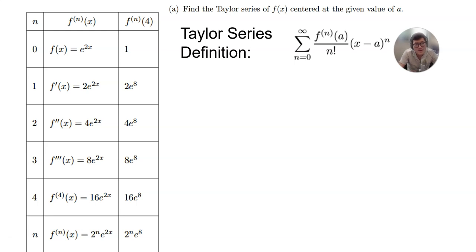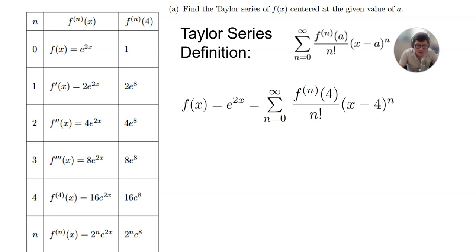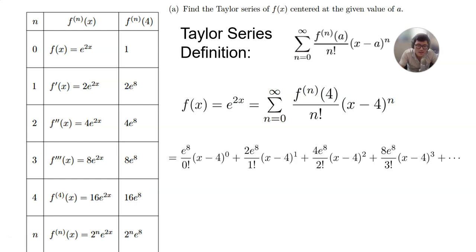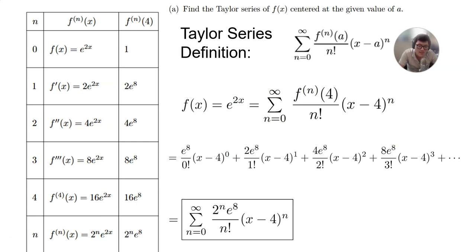All right, so here we have our derivatives, and then we have our derivatives evaluated at a equals 4. So now let's look at our function e to the power of 2x. Based off our Taylor series definition, I just went in and replaced a with 4. And now I want to write out the first few terms of my Taylor series. So by plugging in our values of n, we get this. And then if we want to condense that, we find that our Taylor series ends up being this.